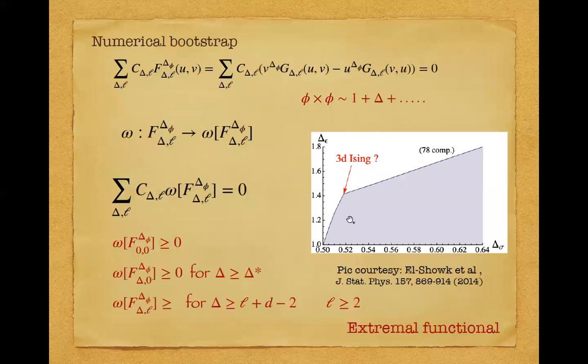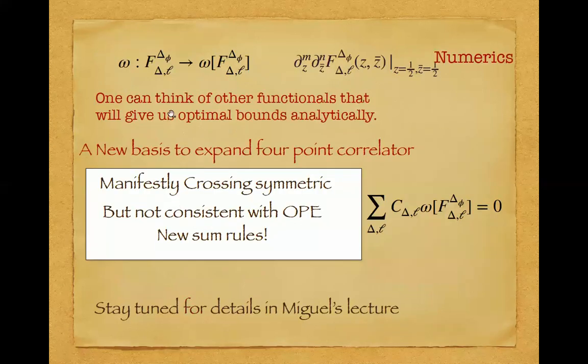Okay, you might be interested to actually solve the theory which lies on this boundary, because there are many interesting theories. And also you might be interested to derive this bound, the maximum gap on the operator having dimension delta, analytically. For that, you need to find other suitable functionals. These derivative functionals are no good for that; they only work well for numerics.